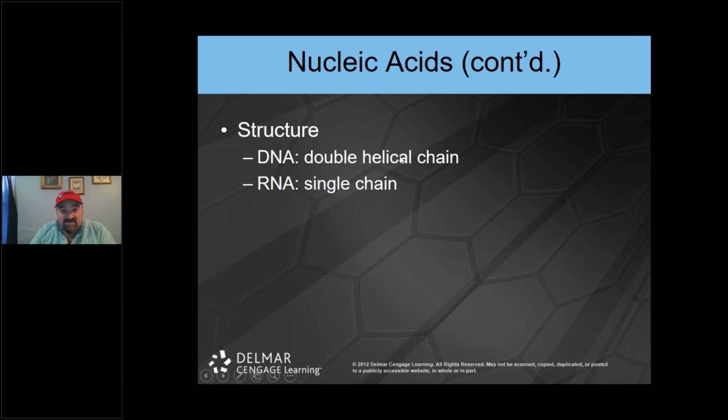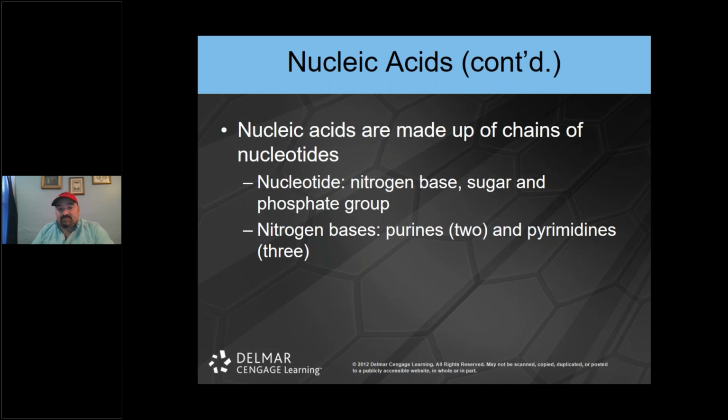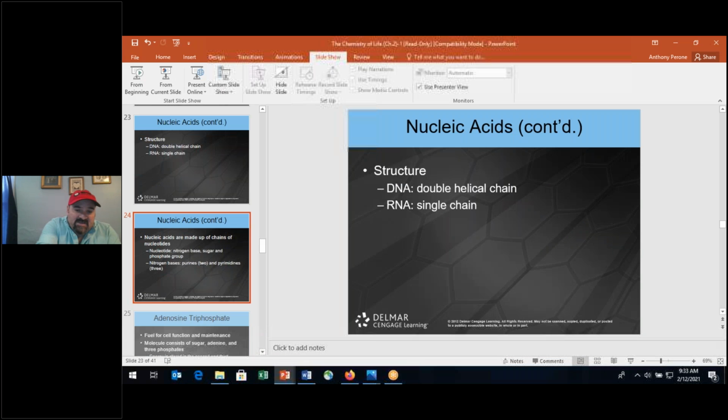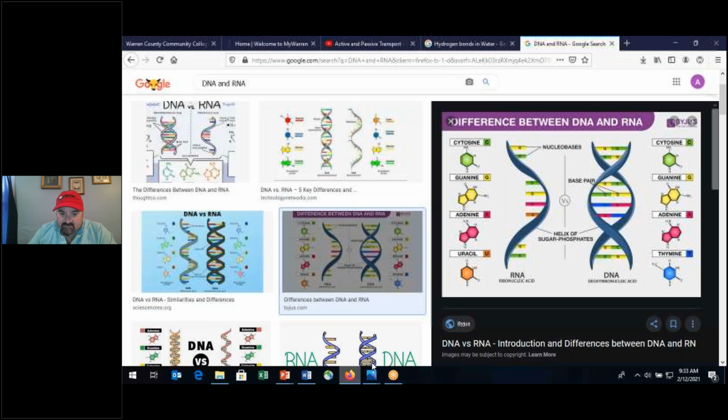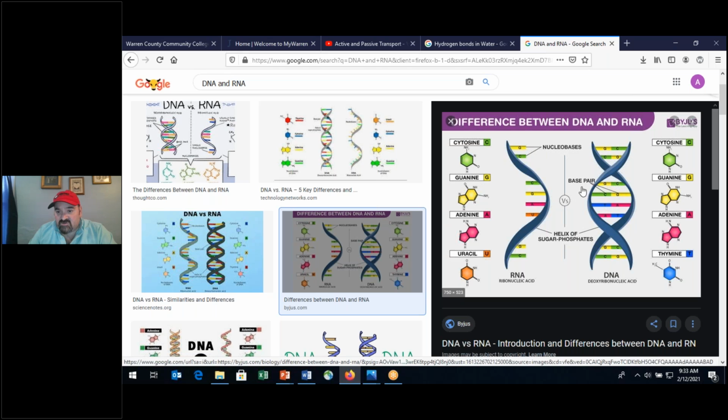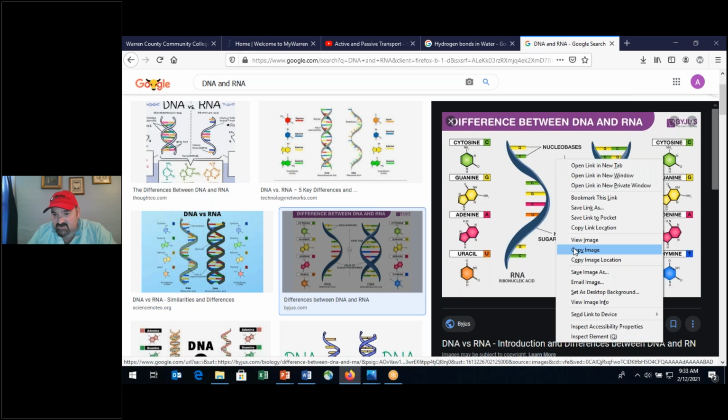So again, DNA has this double chain, RNA has this single chain. They're made up of these chains of nucleotides, which contain a nitrogen base, sugar, and phosphate group. And that nitrogen base, that's what I was showing you there as far as those purines and those pyrimidines. That's that image right here. Right here, as far as looking at this. I'm going to take this image and just make it bigger, just show you.